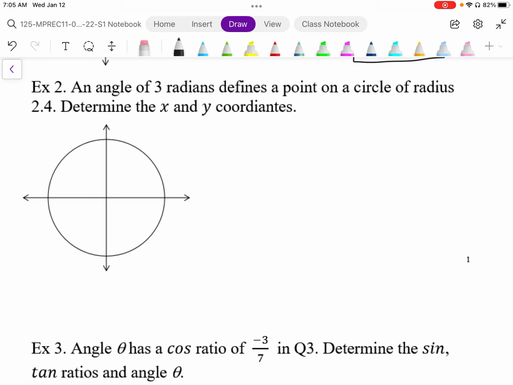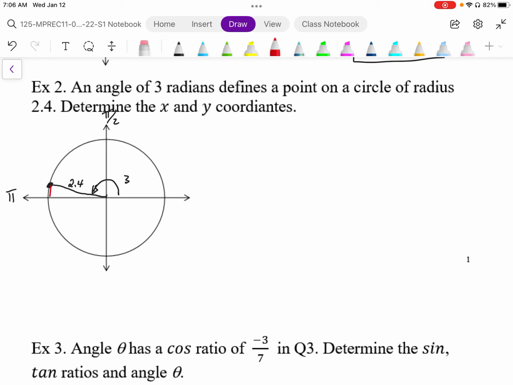So here I have an angle. You're given the angle of 3 radians, and it defines a point on the circle of radius 2.4. First of all, I need to locate that angle. I know the angle here is pi. This is going to be pi over 2, which is approximately 1.57. So 3 radians is going to be just shy of pi. I'm going to draw it right there. So that's 3 radians. It defines this point, and the radius of this circle is going to be 2.4.